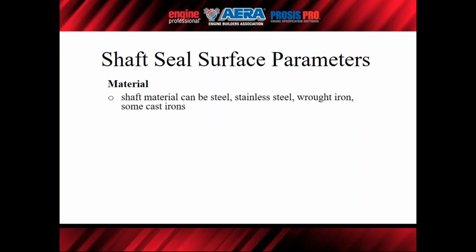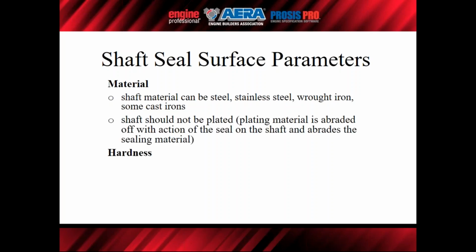So we can get into the materials of the shaft. Shaft materials can be steel, stainless steel, wrought iron, and some cast irons. We generically use cast iron in all things with engines, but typically your crankshaft cast irons are of higher ductility, harder materials, or a better alloy than, say, a head casting or a block casting.